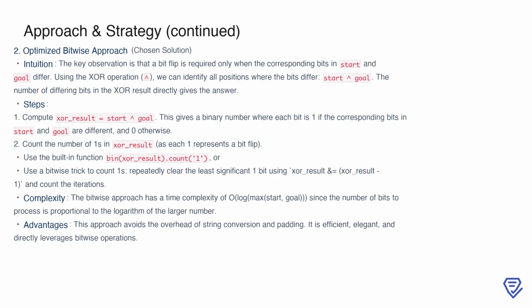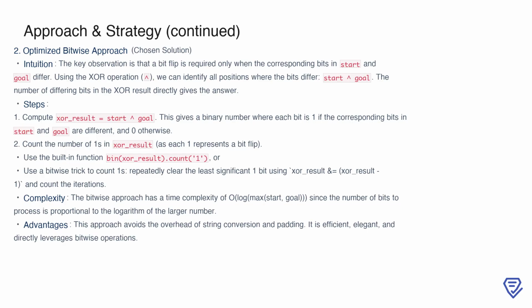To count the ones, we can use the built-in function bin(XOR_result).count('1') for simplicity, or use a bitwise trick to clear the least significant one repeatedly while counting iterations. This approach is efficient, with a time complexity proportional to the number of bits in the larger number, or O(log(max(start, goal))). It avoids unnecessary overhead like string manipulations and provides a clean, elegant solution using direct bitwise operations.